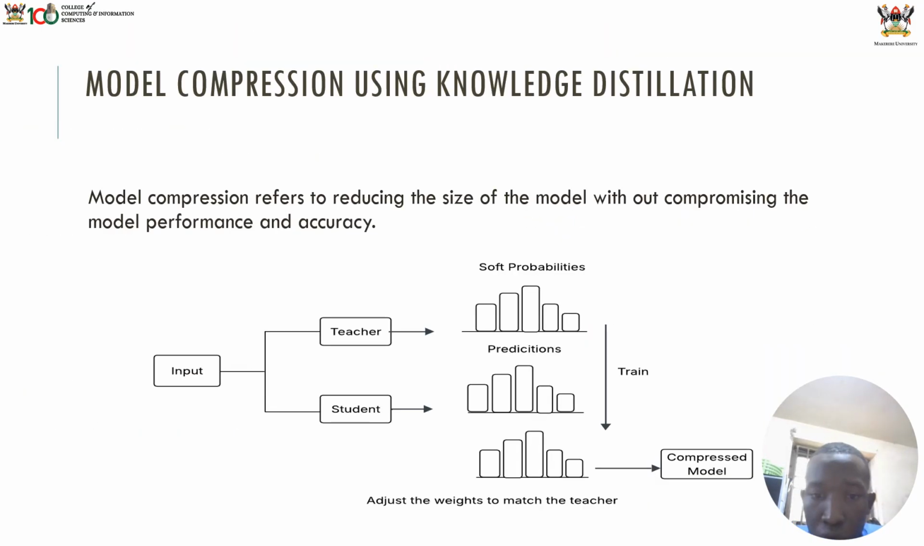Then we went further with model compression. Our deployed model was actually big in size, and we chose knowledge distillation as our compression architecture, so that we can reduce the size of the model without compromising its performance and accuracy.